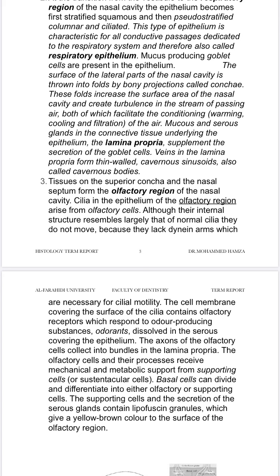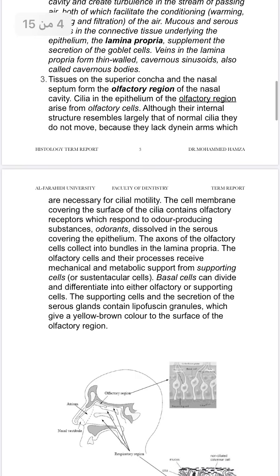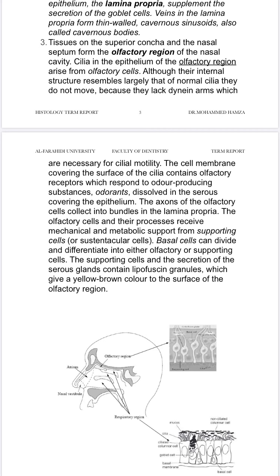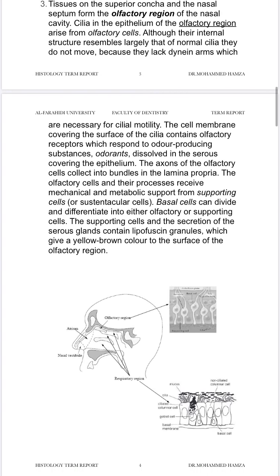Cilia in this epithelium, called the olfactory region, arise from the olfactory cells. Although their internal structure resembles largely that of normal cilia, they do not move because they lack the dynein arms, which are necessary for cilia mobility. The cell membrane covering the surface of the cilia contains olfactory receptors which respond to odor-producing substances, odorants, dissolving in the serous fluid covering the epithelium.